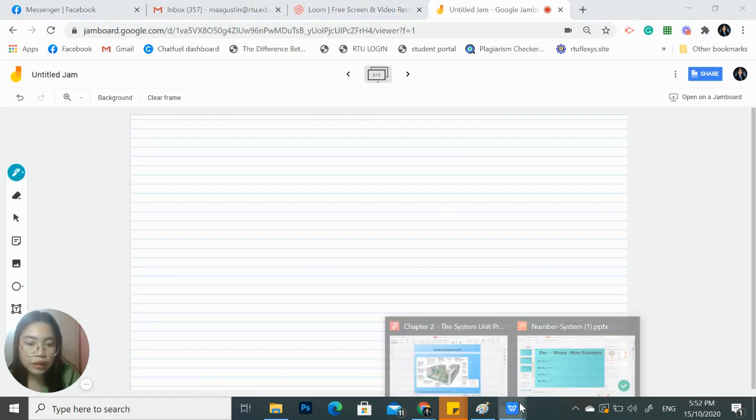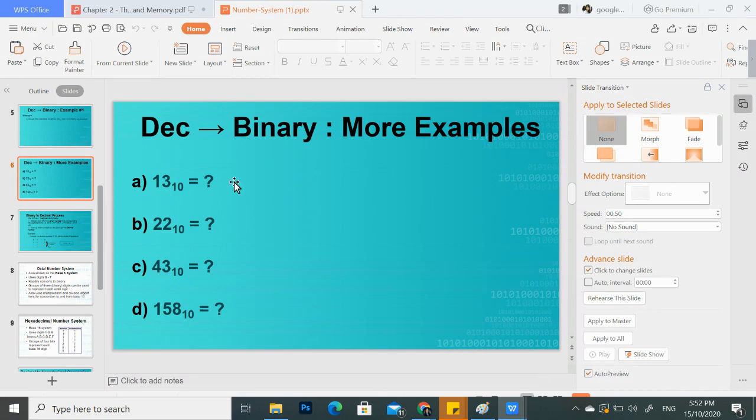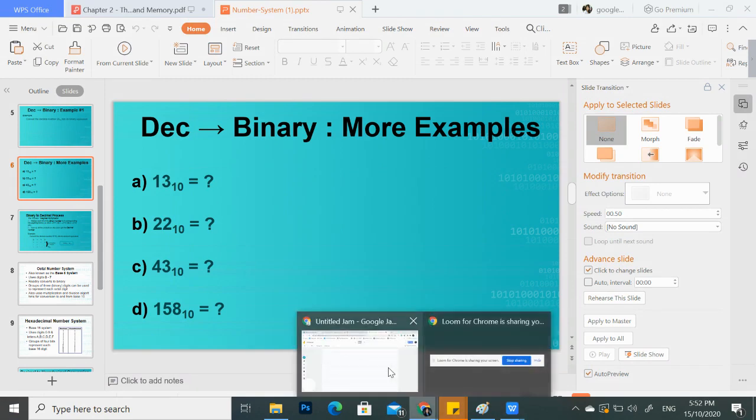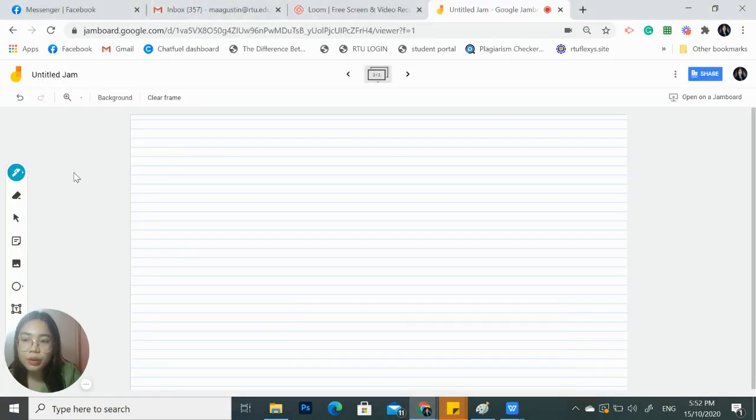What is our next example? Our next example is 22. Okay? So, we have 22 base 10, convert into binary. So, 22 divided by 2, that will be 11. 11 times 2, that will be 22. So we have 0 remainder.